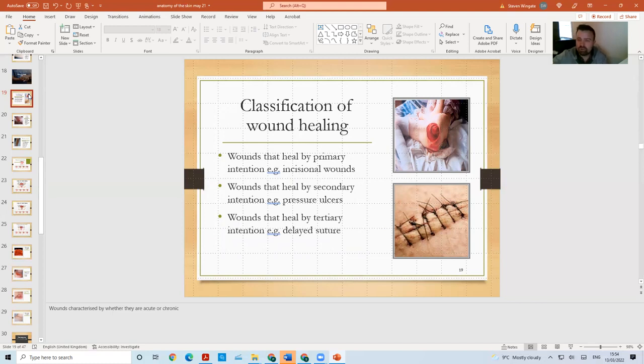So we've got our normal wounds, that's just cuts and things that heal normally. We've got our secondary intention, so that's through pressure ulcers and skin breakdown. And we've got a third, which is tertiary intention, so delayed closure. And they're described as having characteristics of acute or chronic.